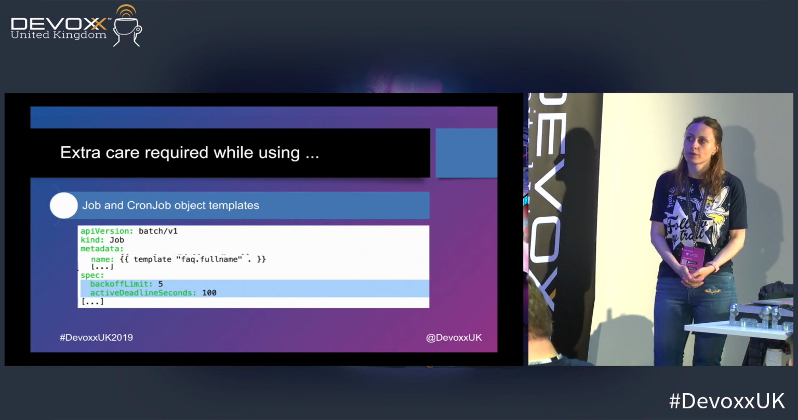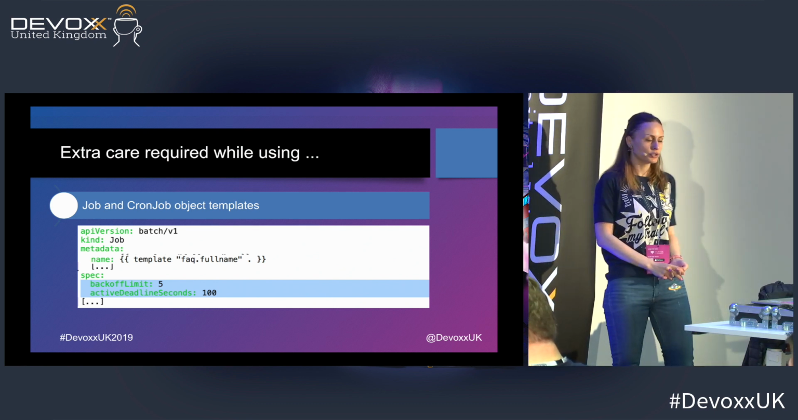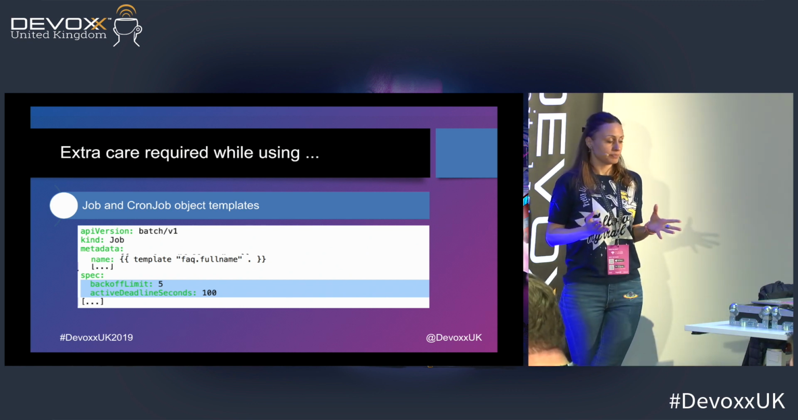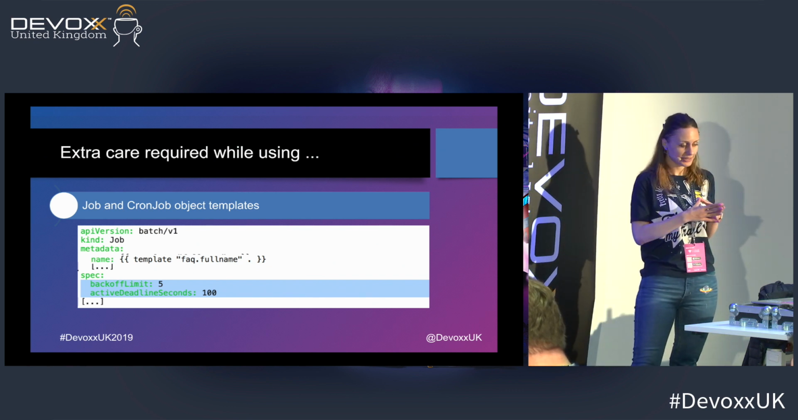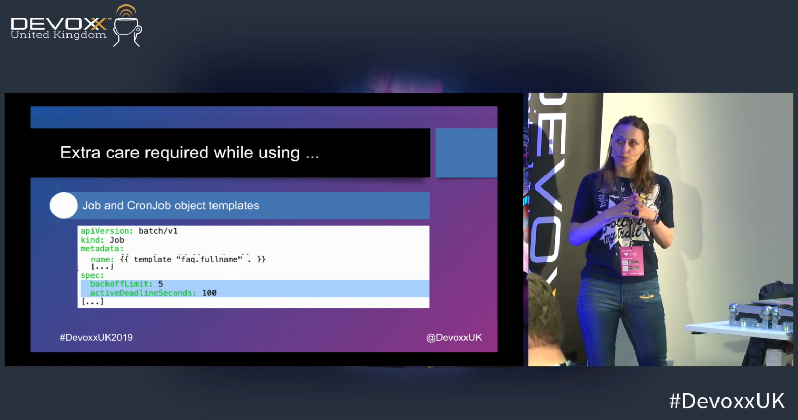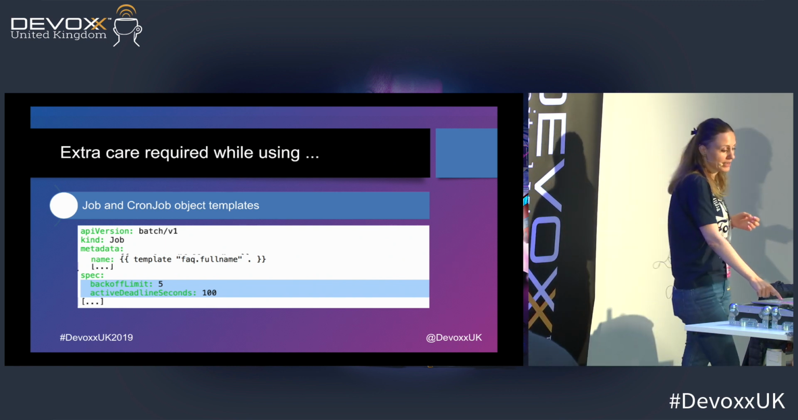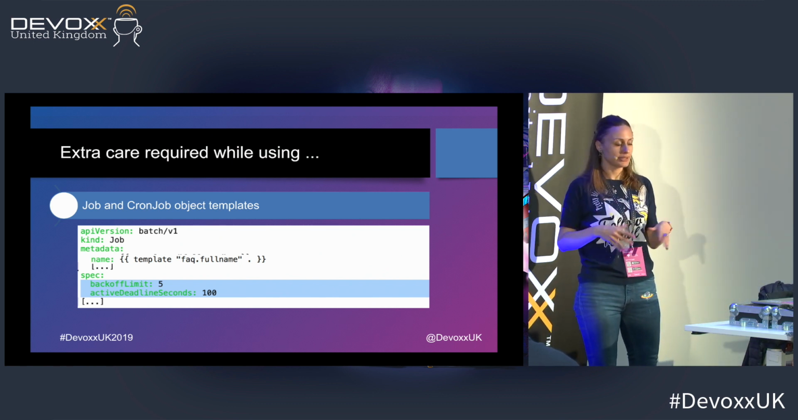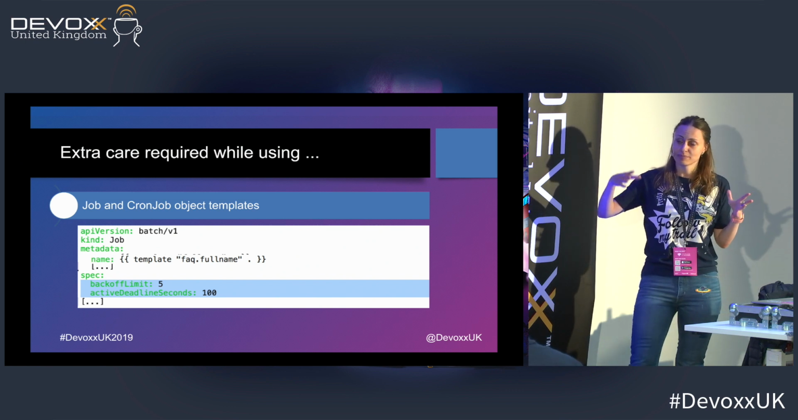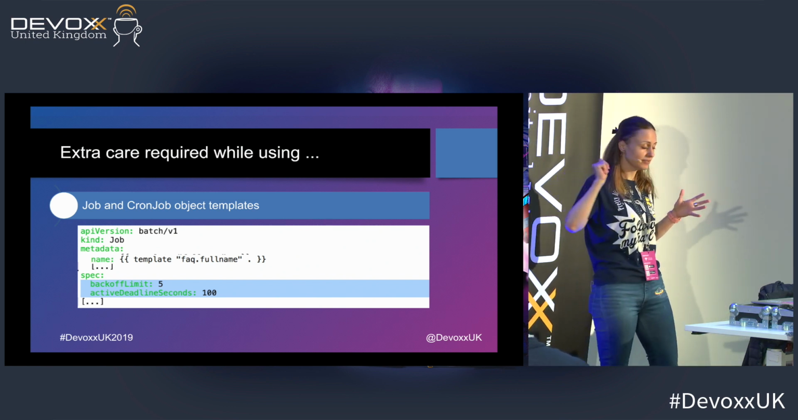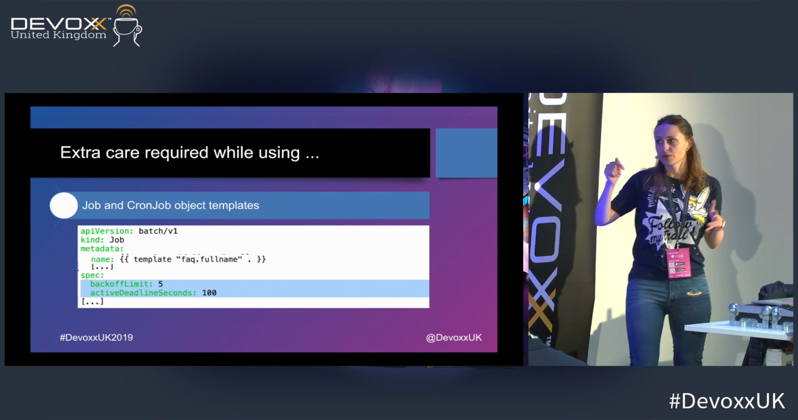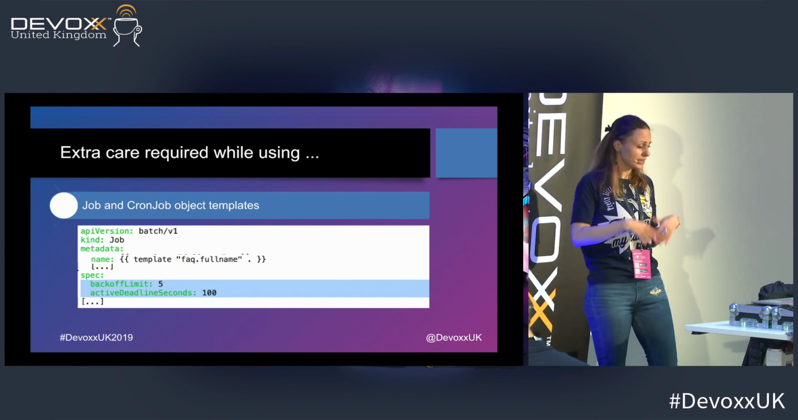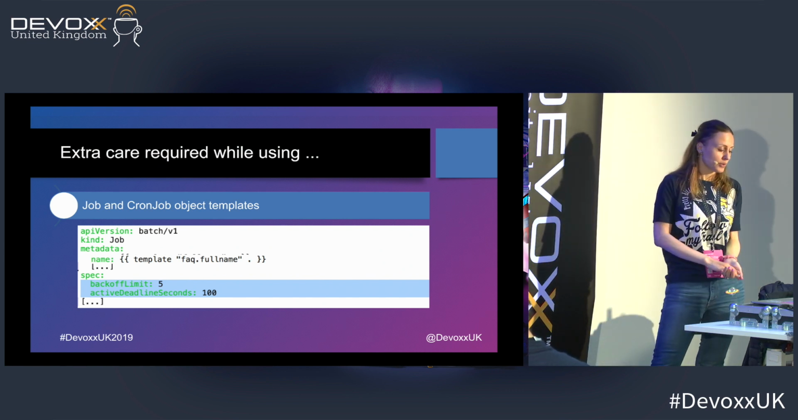Some extra care is required when using job and cron job object templates. The reason being is that, well, you can make templates for everything in Helm, even for job and cron job. Yet these are very, very important objects, because if you do not mention the backoff limit or the active deadline seconds, you can end up with jobs that create pods indefinitely. Those pods are created indefinitely when the job actually is failing. So if something is failing, you will end up in less than 5 minutes with 20 pods created, and it will be retried every minute. So it's not that nice.